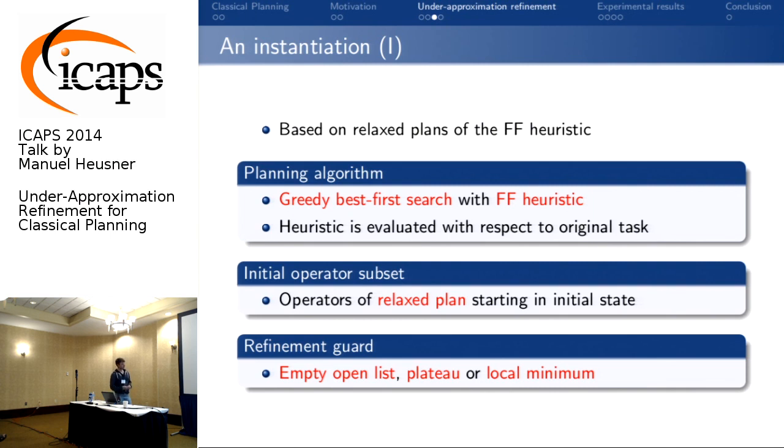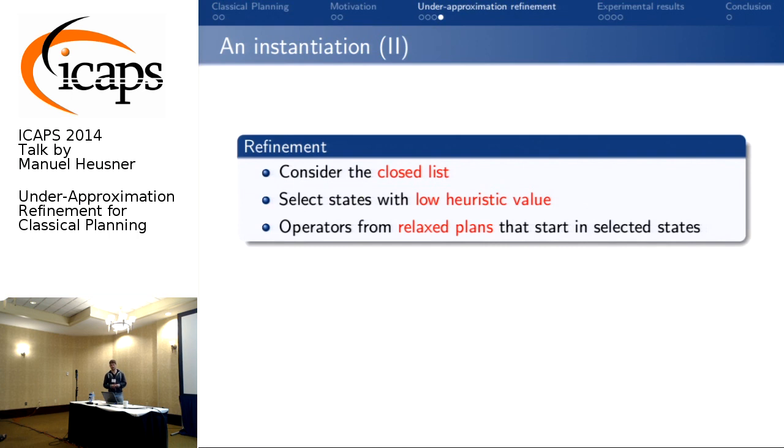And the refinement guard triggers if the open list is empty, that means the under-approximated planning task is fully explored. Then we need to add new operators, or we are on a plateau or on a local minimum. Yes, and the refinement asks which operators we want to add into the under-approximated planning task.